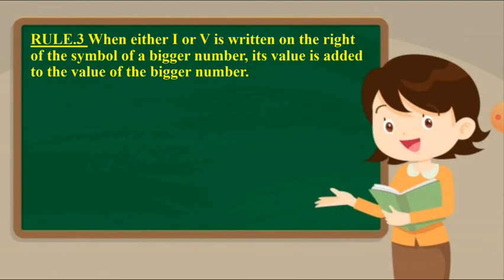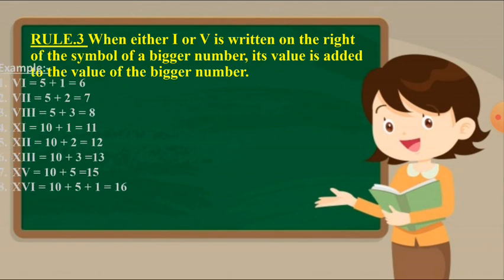When either I or V is written on the right of the symbol of a bigger number, its value is added to the value of the bigger number. So now students, if I and V is written on the right side of the symbol of a bigger number, then you have to add that number. Let's see through the example.